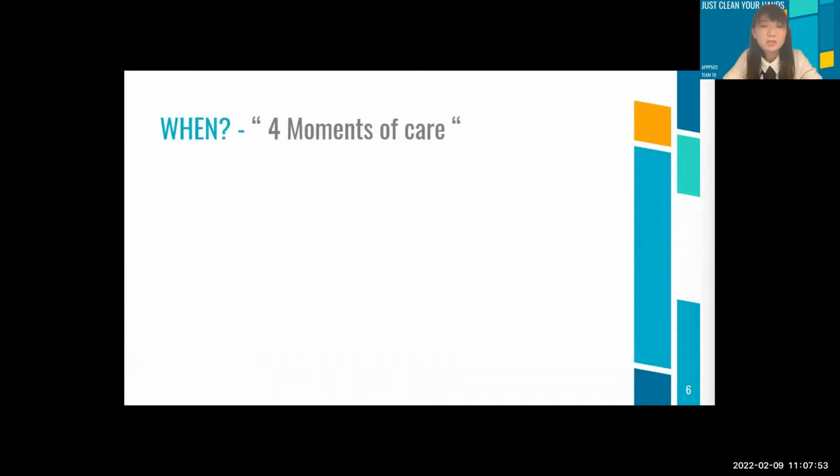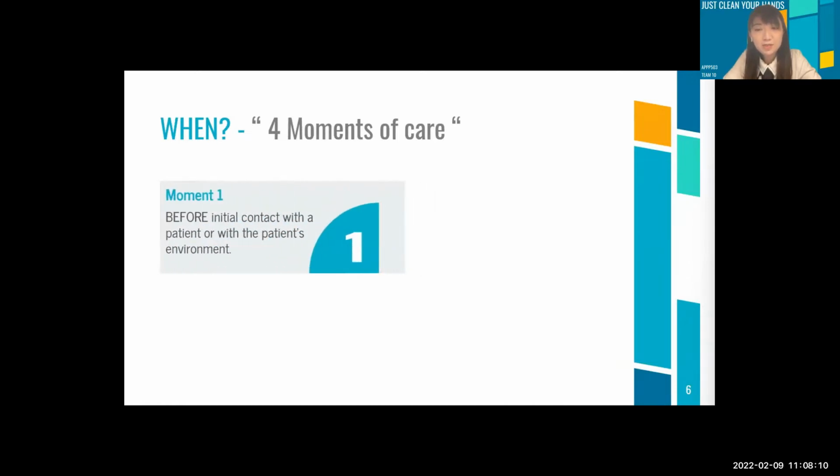Thank you, Toby. Now I'm going to talk about when is the time to clean your hands. Healthcare experts have determined that there were 4 situations when hospital staff needed to clean their hands, referred to as the 4 moments of care. Moment 1, before initial contact with the patient or with the patient's environment, including furniture, clothing, medical devices, telephones, and any personal items. This step was to protect the patient from harmful microorganisms carried on a staff member's hands.